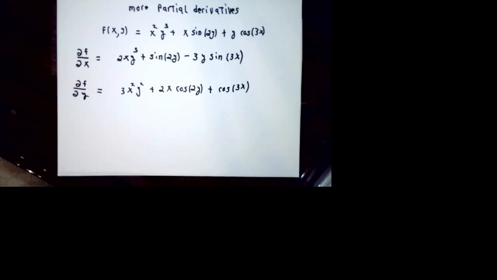All I have to do in order to calculate these things is maintain the correct perspective as to what is being treated like the variable and what's being treated as a constant.